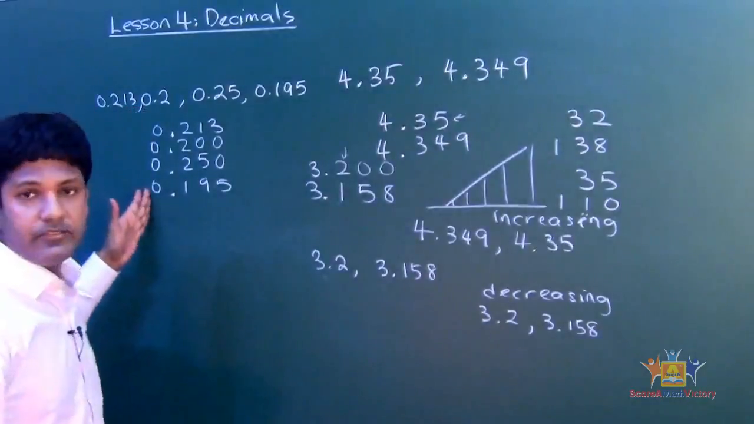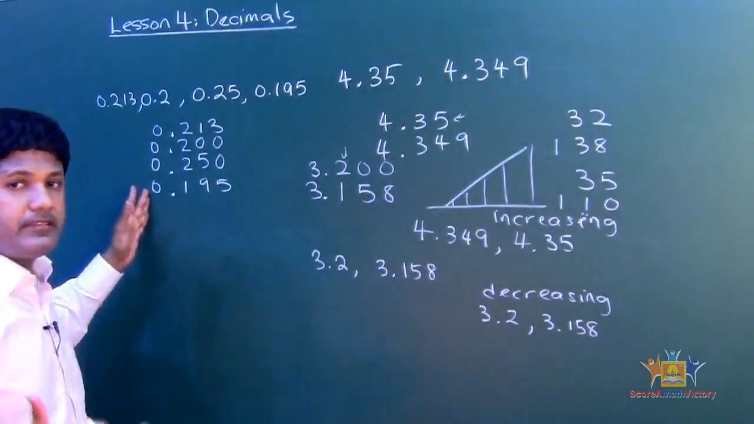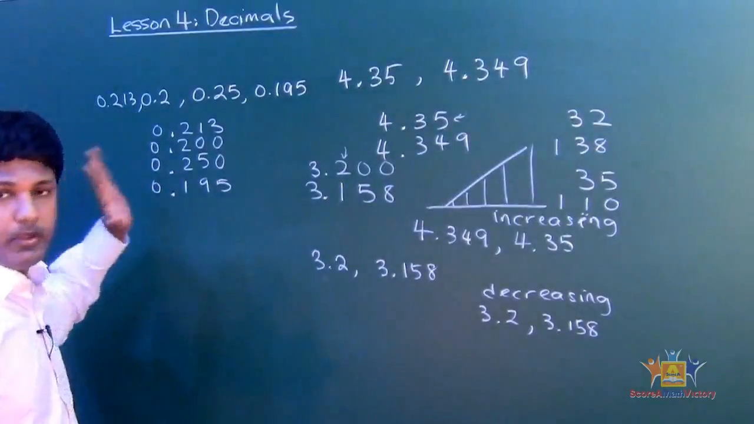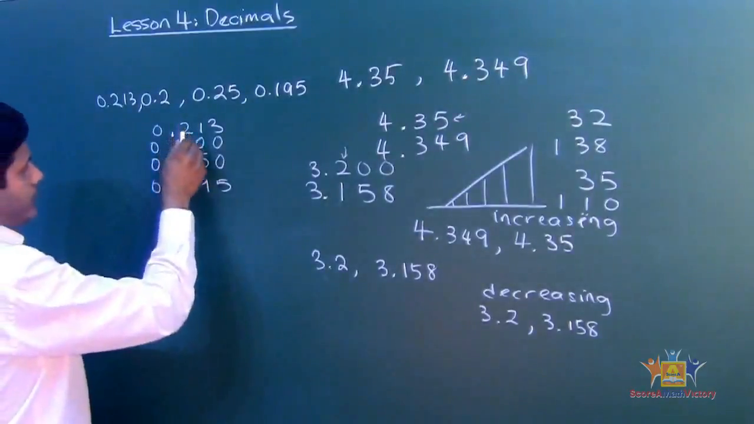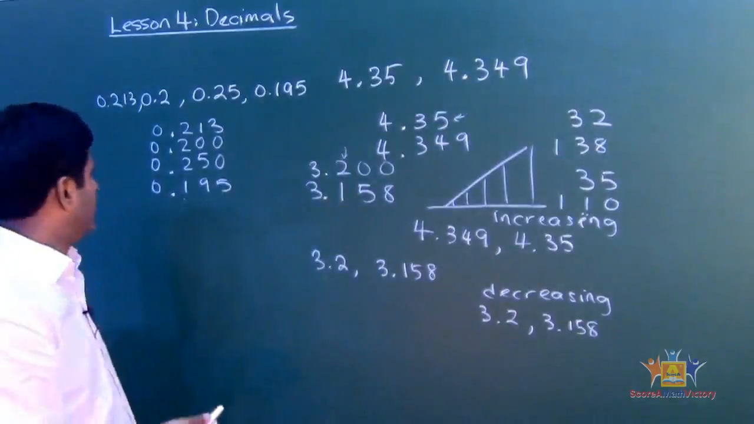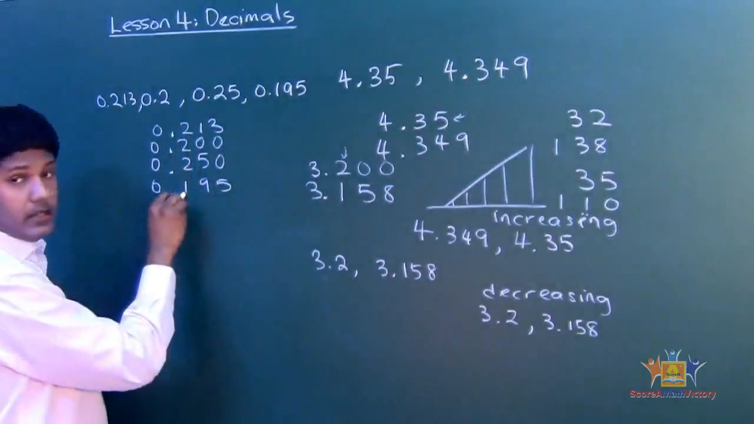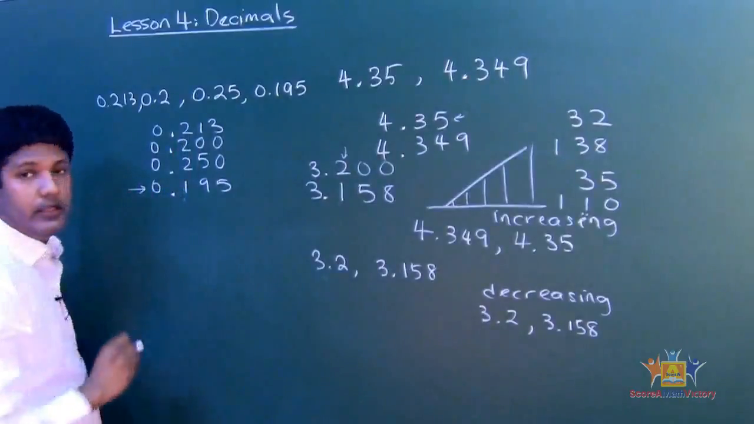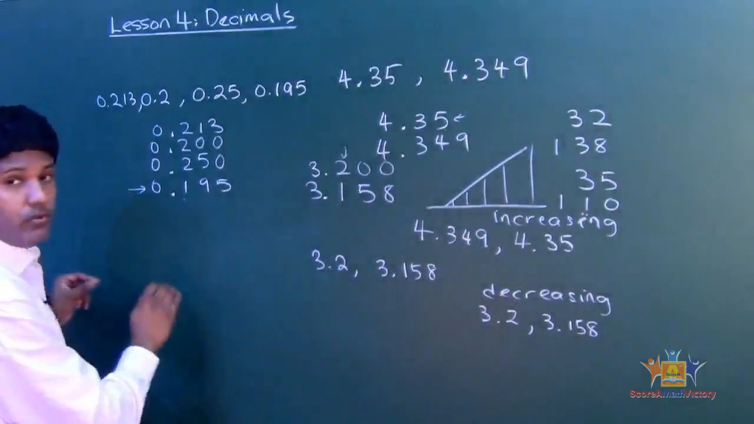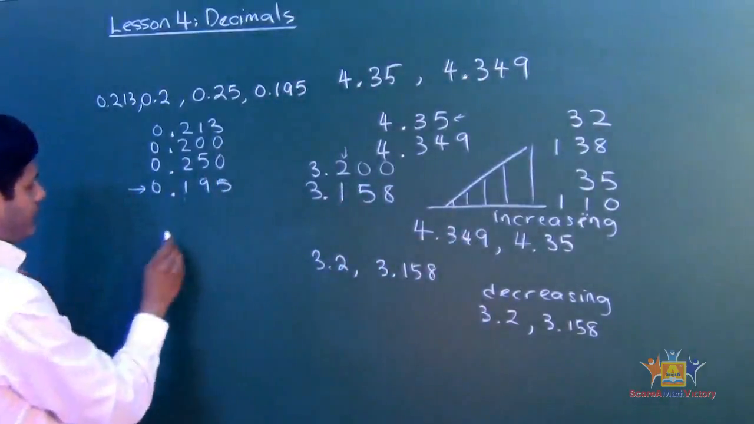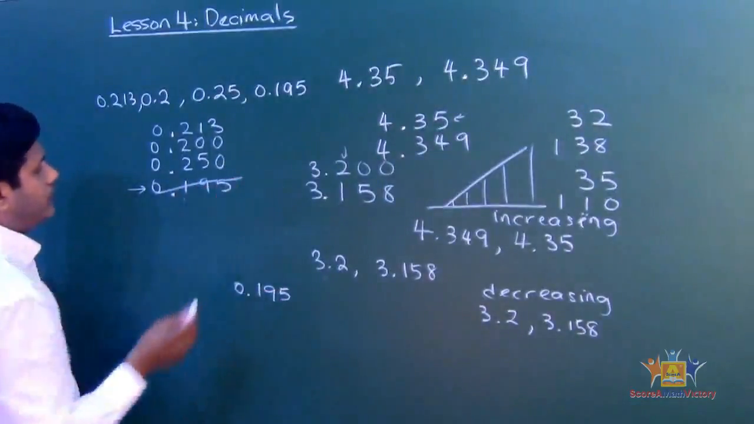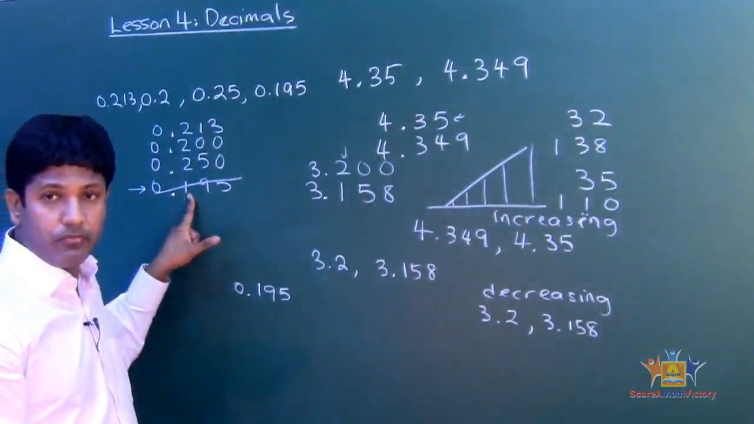Okay, all of them have a 0, so the whole number side is all 0, so they're going to be all equal. So then we're going to start with the first place value. Okay, in other words, first decimal place, and we're going to see 2, 2, 2, 1. So automatically this is going to be the smallest. And which approach are we doing? We're doing the increasing. So we're going to start from the smallest to the biggest. Okay, so this is going to be the first number. So I'm going to write 0.195. So I'm going to cross that out. So that means this has already been decided. It's going to be the smallest.